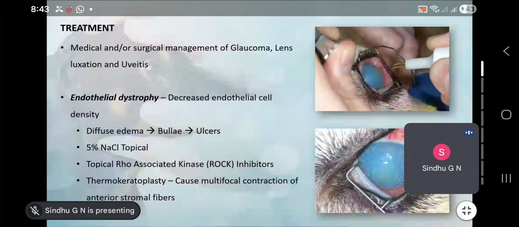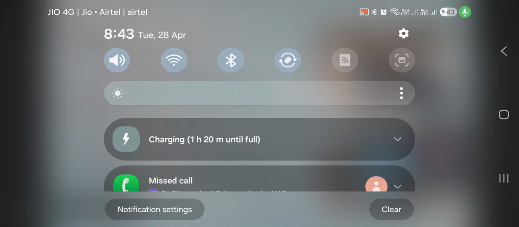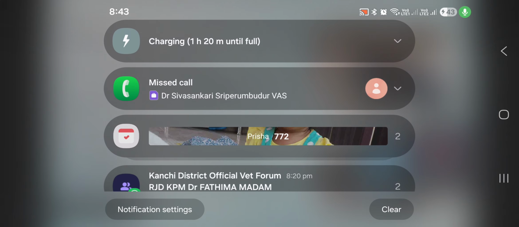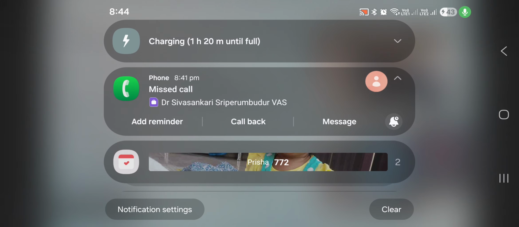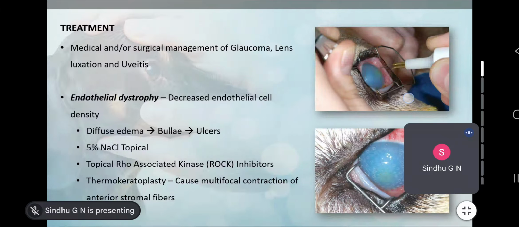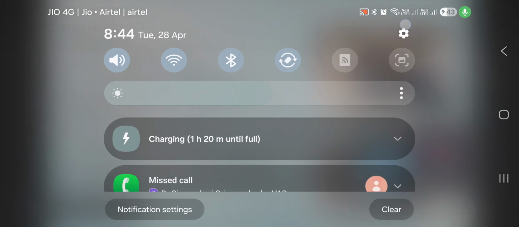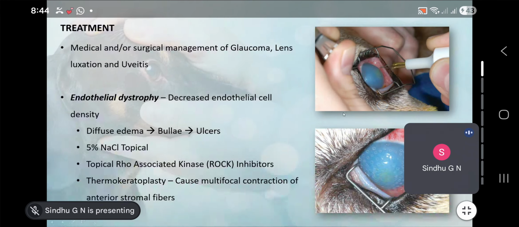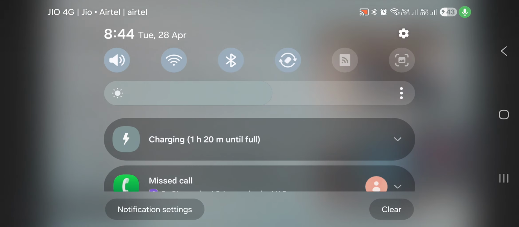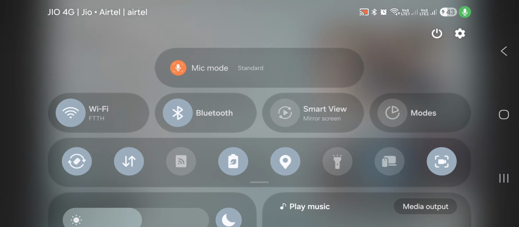Then thermokeratoplasty is a surgical technique. So using a thermocautery, it causes multifocal contractions on the anterior stromal fibers like this, so that the water will not be retained there, it will come out. But this can cause severe vascularization and scarring and all in future.